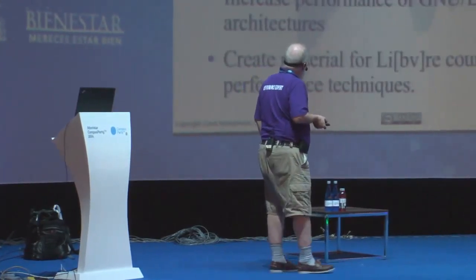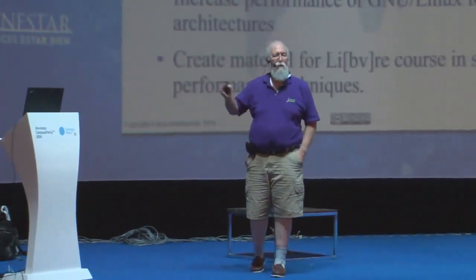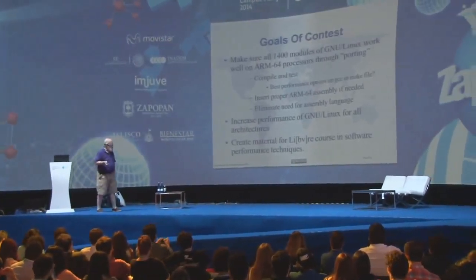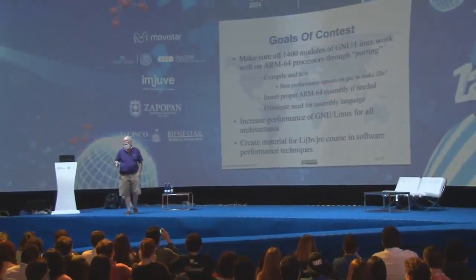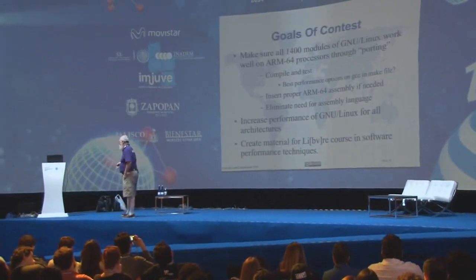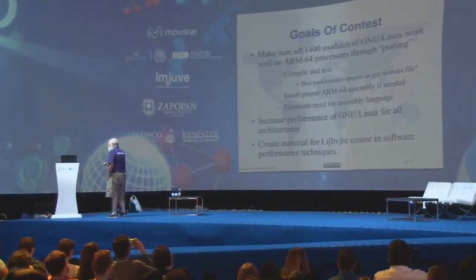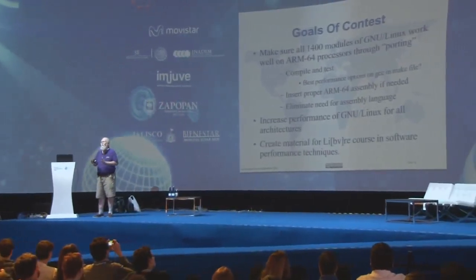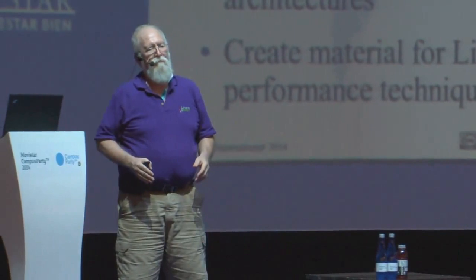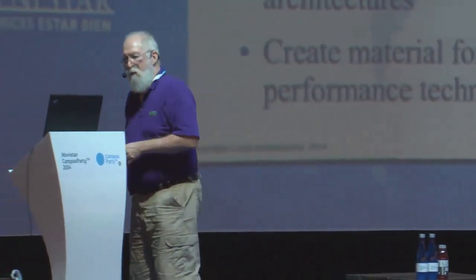So the goals of the contest are to make sure that all 1,400 of these programs work on a new ARM 64-bit processor, but also to try and get rid, as much as possible, of this assembly language in the code, to move it over to more modern programming using modern-day compilers, and also to increase the performance across all of the architectures. In fact, we do not want somebody to make it run faster on ARM to the detriment of Intel or AMD. That is not a win for the community. And we also want to take this material about performance improvements and algorithms and make a course that can be taught at universities on how to write good performing code.